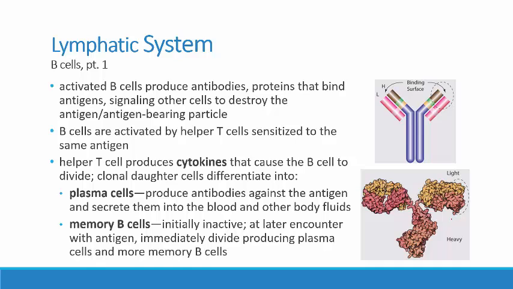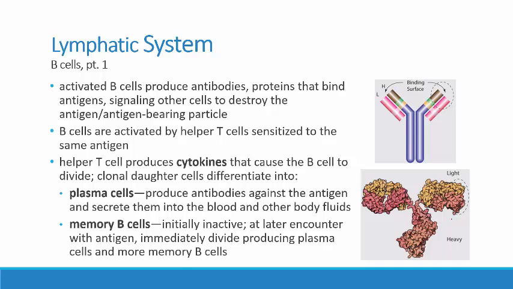As we saw with T cells, antigen-presenting cells will present to B cells, and these B cells then are going to be sensitized to that antigen. But when they then encounter a helper T cell that is also sensitized to that same antigen, the helper T cell will produce cytokines that it squirts all over the B cell that cause the B cell to divide. And so it begins producing clones of itself. And these clonal daughter cells can differentiate into one of two kinds of cells.